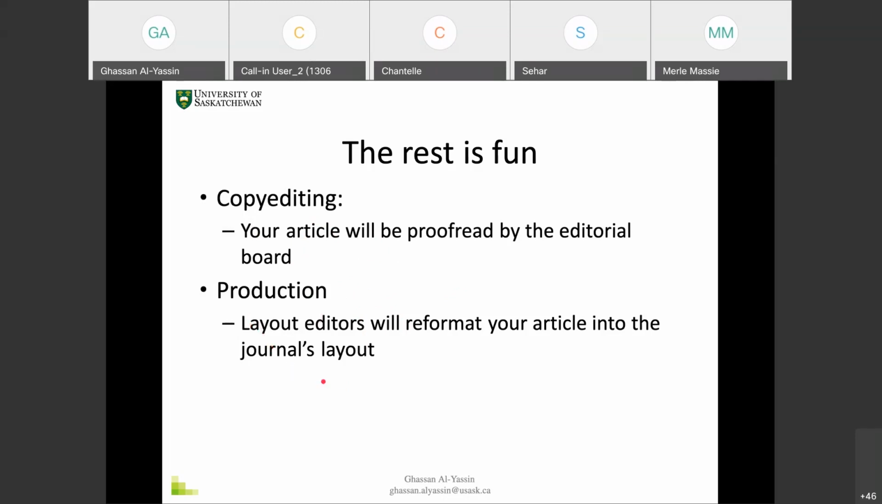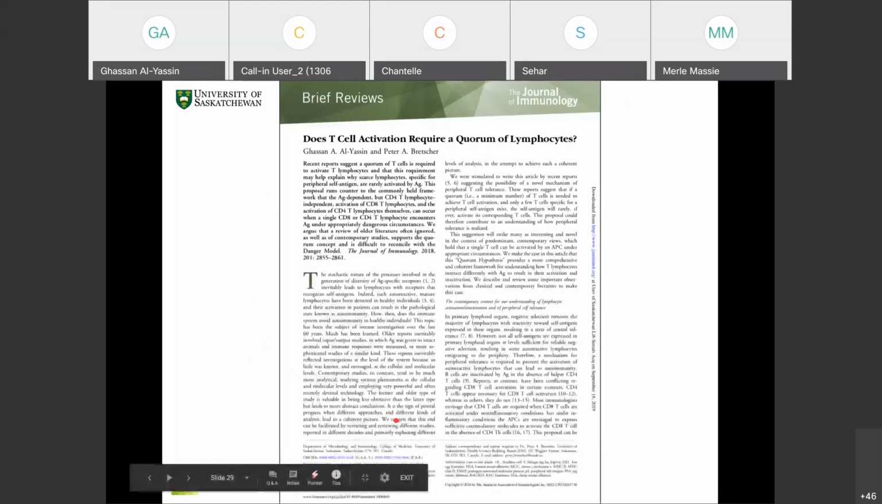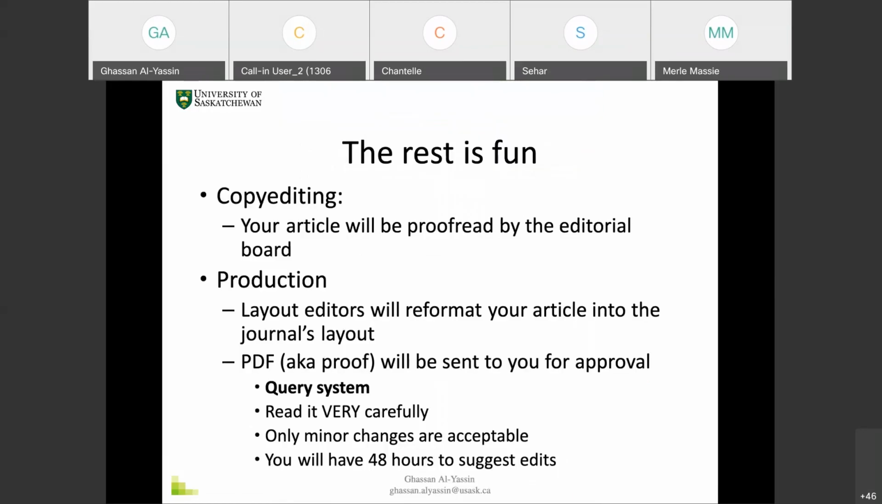The production is there are special editors in the journal who will take the Word document that you submitted and they will format it into a PDF that looks professional like this. Okay, so I didn't do any of that. I sent a simple Word file and then they all put it into this beautiful format. This is called the proof. It will be sent to you.